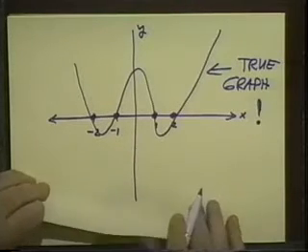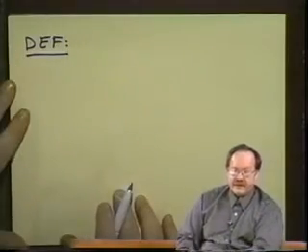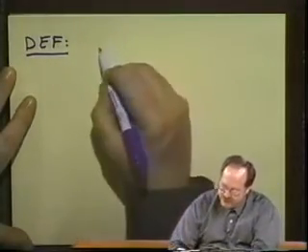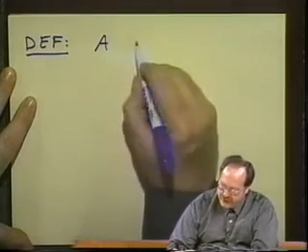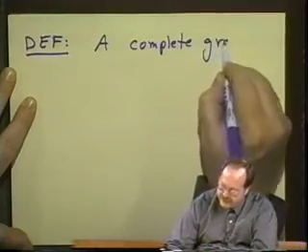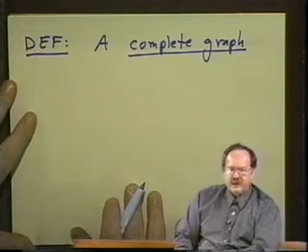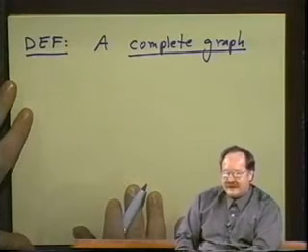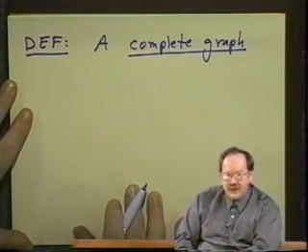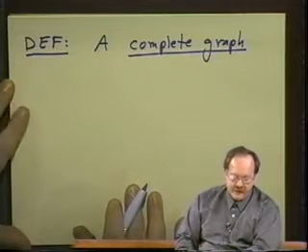So, that brings up the next question. What kind of a graph do we really want? And we're going to use a term for that that's become common now that we have graphing calculators. The definition that I'm going to write down is the following. A complete graph is the term we'll use. A complete graph. Now, what could that mean? Well, in short, it means a graph that contains, within the window you're looking at, all the interesting stuff about the curve that you're trying to graph.